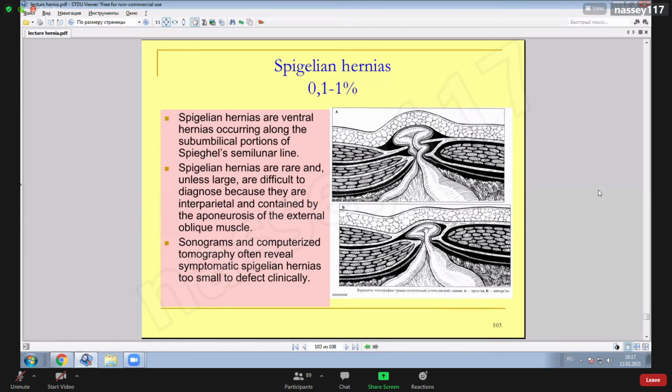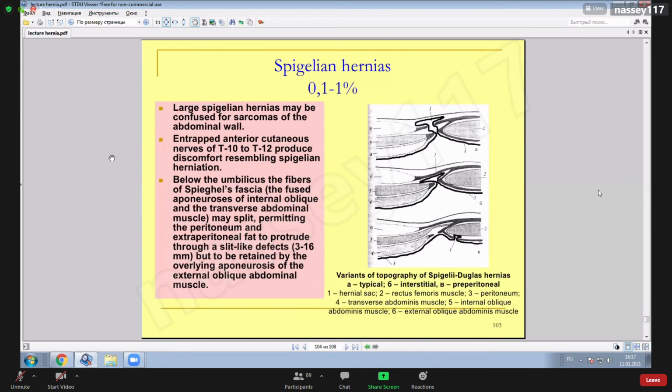This one, as you may see, is interparietal. Yes, it's the Spigelian line area. Here, the hernia is situated under the aponeurosis. One layer is produced, another layer not. Well, it's a full hernia. Yes, it goes under the skin. Spigelian hernias again are demonstrated in these types. A large Spigelian hernia may be confused for sarcomas of the abdominal wall.